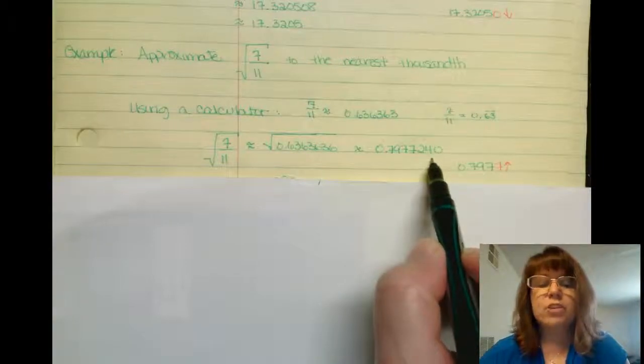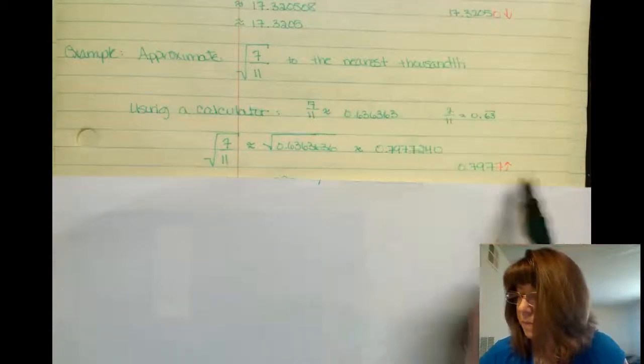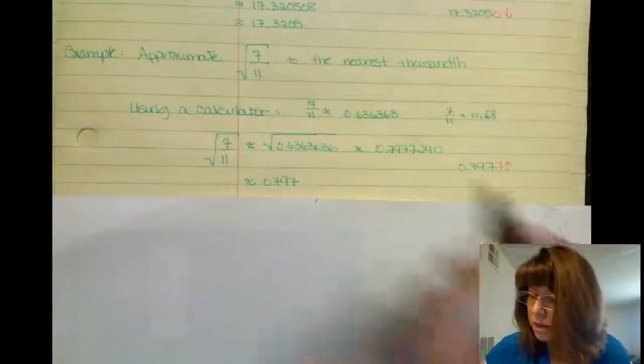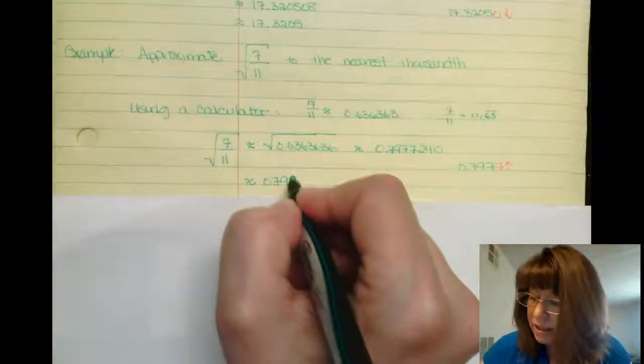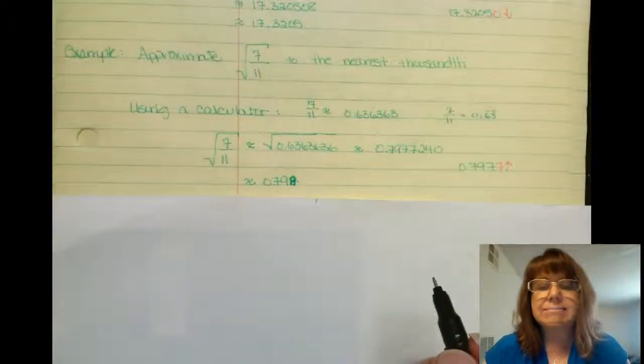That gives me approximately 0.7977240. And using my rounding, I'm going to round to the nearest thousandth. So I look at the 10,000 spot. It is a 7, so I round up. So my approximation is 0.798.